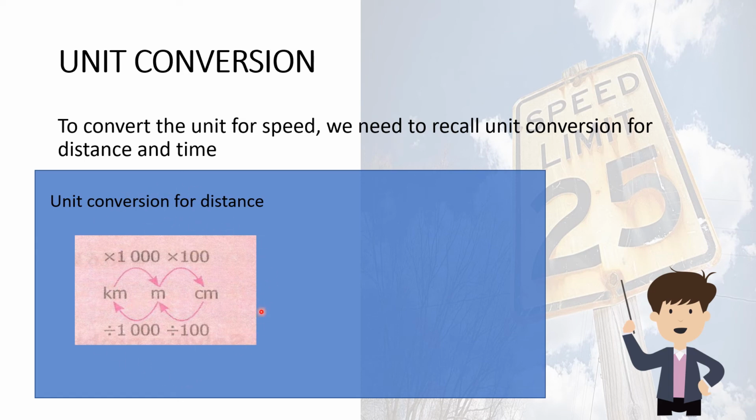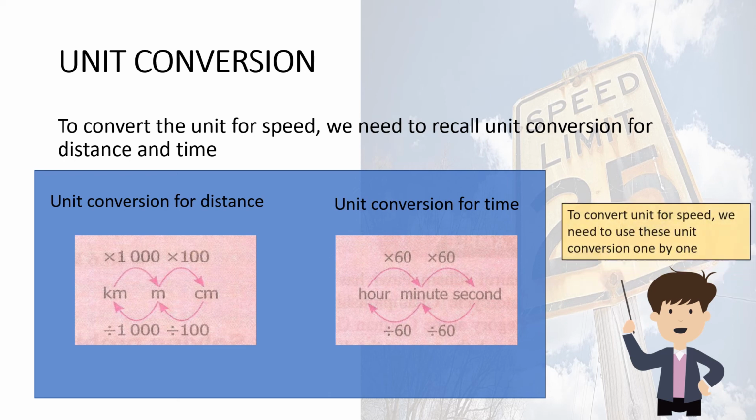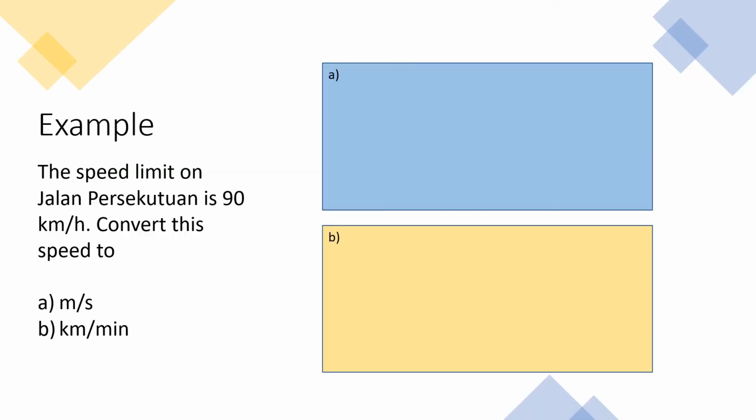I hope you have remembered this. And then the unit conversion for time. For hour to minute and minute to second, you just times 60. And vice versa, from second to minute and minute to hour, you divide by 60, since 1 hour is equal to 60 minutes and 1 minute is equal to 60 seconds. So to convert the unit for speed, we need to use this unit conversion one by one. Let's look at an example.